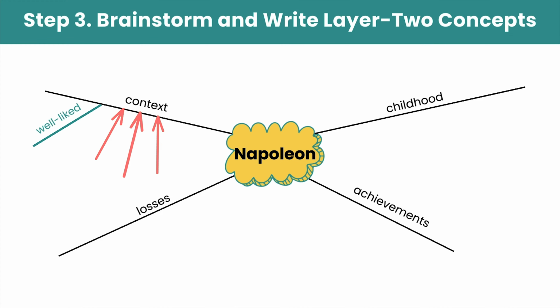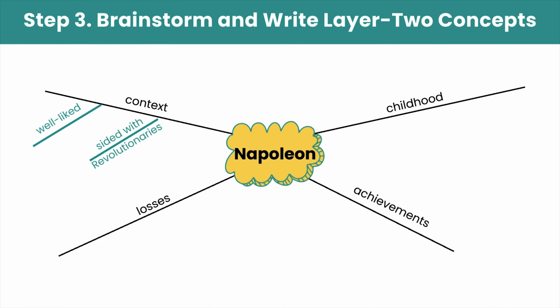I added that he was well liked. But then if suddenly I thought of an achievement he had, then I could add that to the achievement branch. You don't have to fill out each singular primary branch at once, because this is supposed to be creative. You're supposed to just let it flow, stream of consciousness.